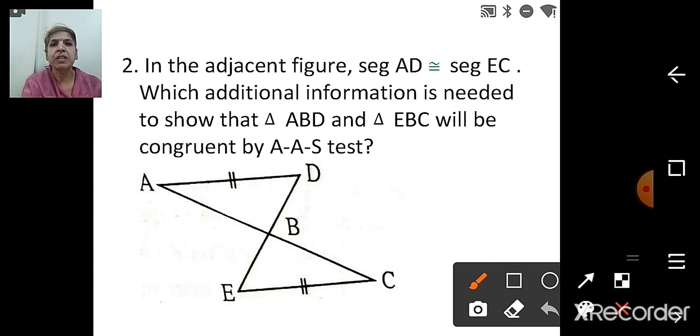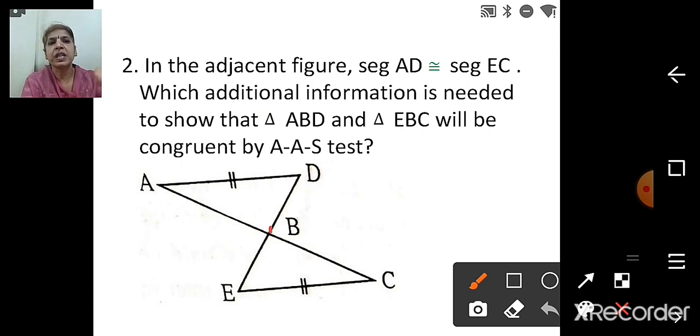Previous one what we did was, information was given and we have to find out the test. We have to state the test. Here test is given, some information is given, but it is missing. So we have to find the additional information. And name of the triangle you can give anyway, but when correspondence comes, you have to be very careful.